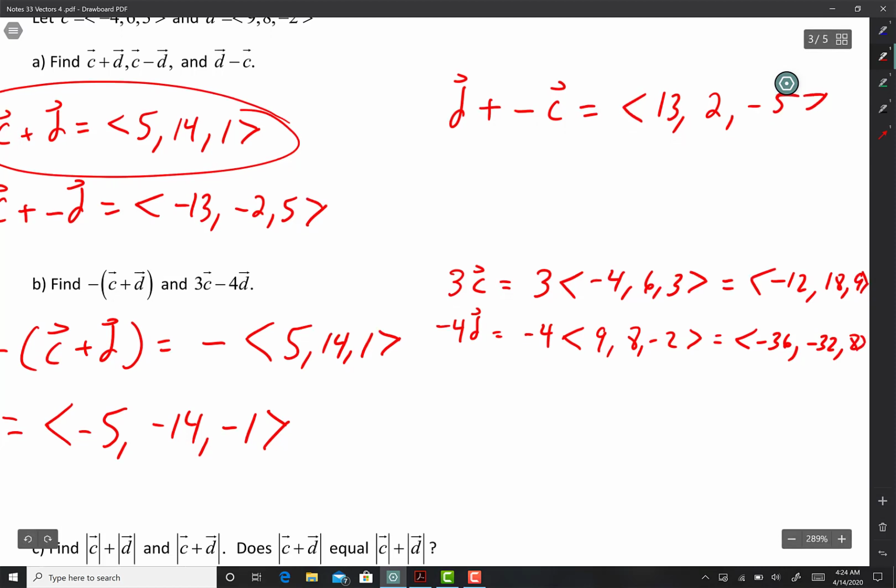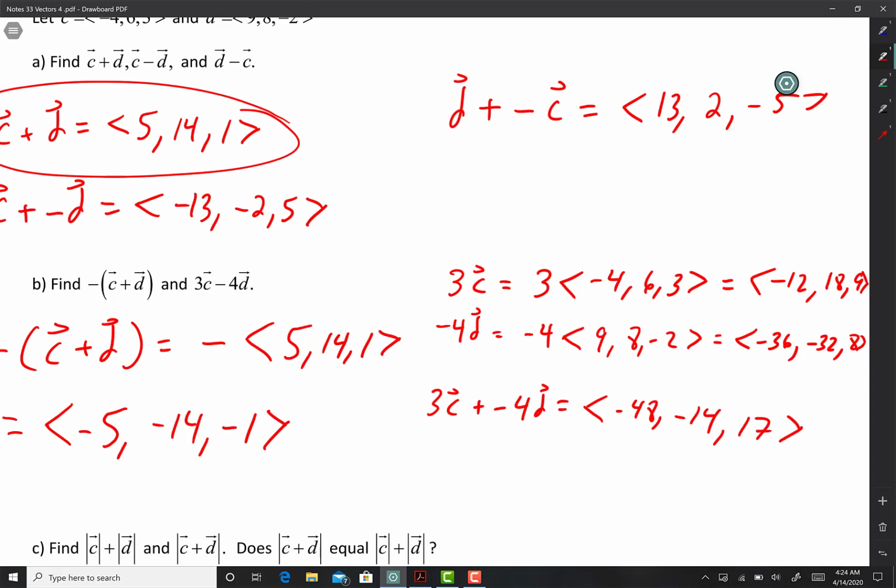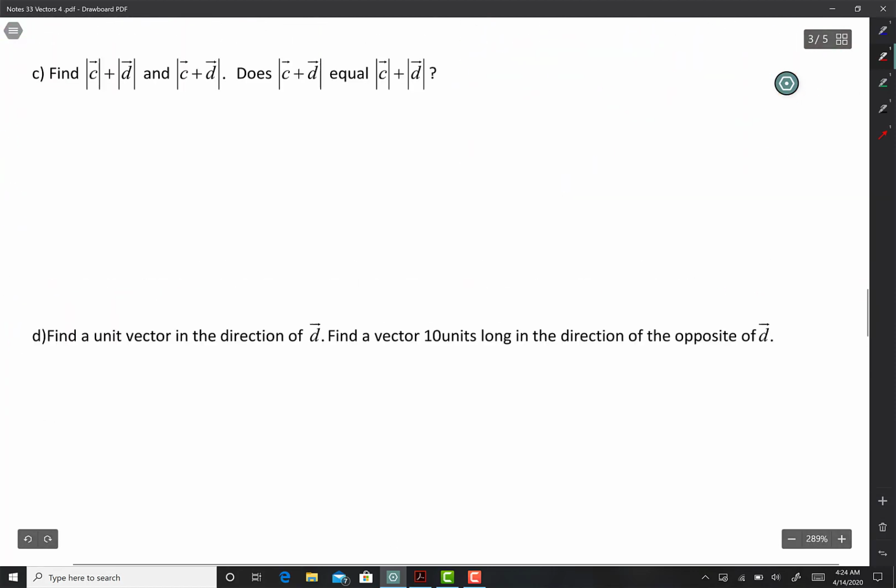All right, I'm going to add them together, guys. So 3C plus a -4D is going to be, and I just add them, 36, 46, 47, 48. So -48, comma, let's see, -32 and 18. So 20 and 32 is 12, 14. So -14. Wait, did I do that right? 18, 19, 20, yeah, that's right. And then 8, and is that a 9 up there? Yeah. What's that, 17? And there it is, guys. Hopefully that's correct. Let's keep going.